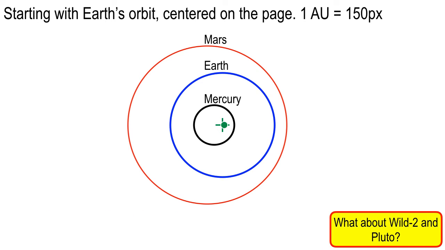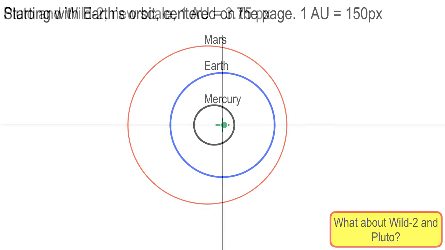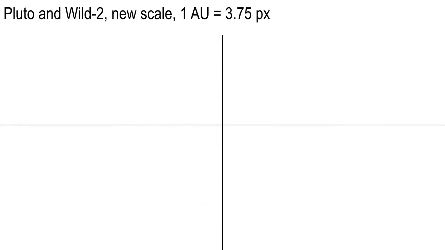But what about Wild 2? What about Pluto? We had those in the table as well. All right, let's get to that. You better draw yourself another one. This one's going to be quite a bit smaller, about 40 times smaller astronomical unit. And so there's the sun, the big green dot for the sun.